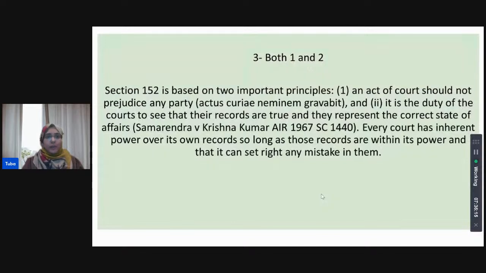It is actually both 1 and 2. Section 152 takes emphasis from 2 different principles. First, that an act of court should not prejudice any party. That is the maxim of actus curiae neminem gravabit. And 2, it is the duty of the court to see that the records are true and that they represent the correct state of affairs. And this was expressed in the case of Samarendra versus Krishna Kumar. So every court has an inherent power over its own records, so long as those records are within the court's power, and the court can set right any error that it has made within the case. So both 1 and 2 are the points of power for section 152.